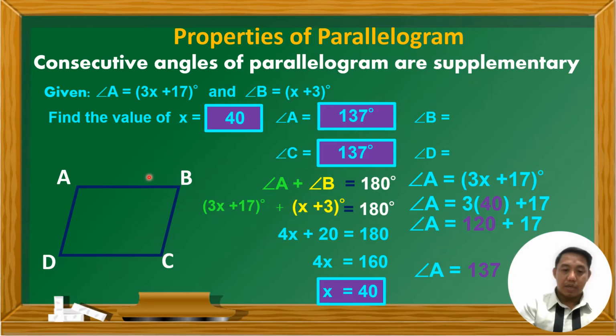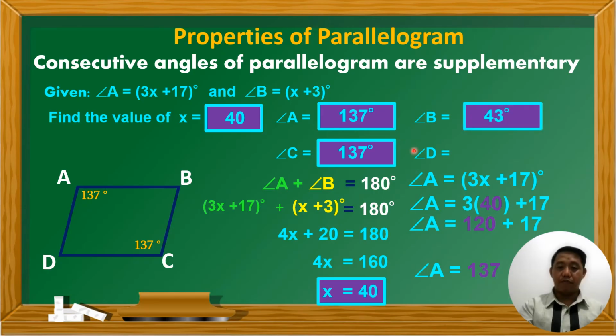So, ano dapat ang magiging value ng angle B? So, you have to subtract lang. 180 minus 137. Post nyo muna, tapos sagutan nyo, ha? So, angle B natin will be 43. 180 minus 137 is 43 degrees.